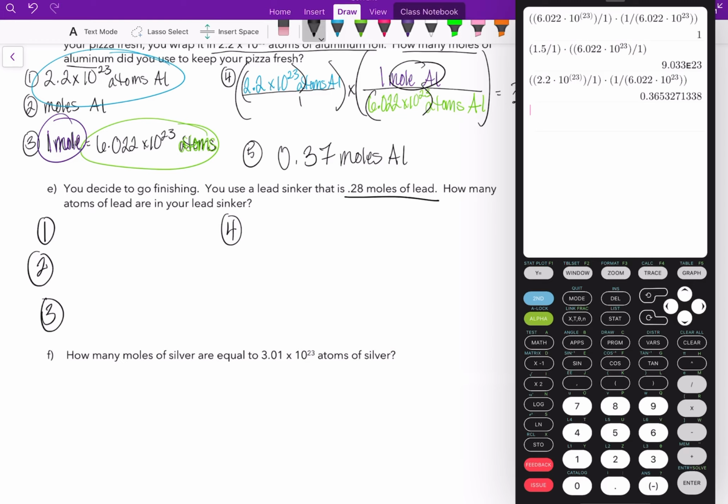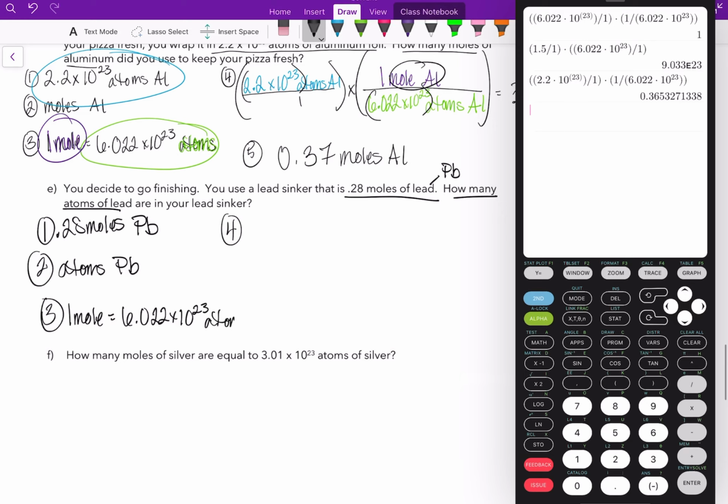Number 1, you found the given was 0.28 moles of lead, and instead of writing lead, I'm going to put the symbol Pb because that's the symbol for lead on the periodic table. And number 2, we are looking for how many atoms of lead. Number 3, our conversion factor is still going to be the same one. We're relating moles to particles. 1 mole equals 6.022 times 10 to the 23rd atoms.